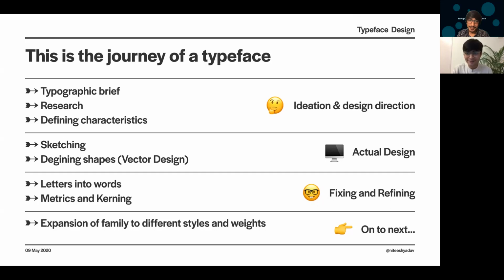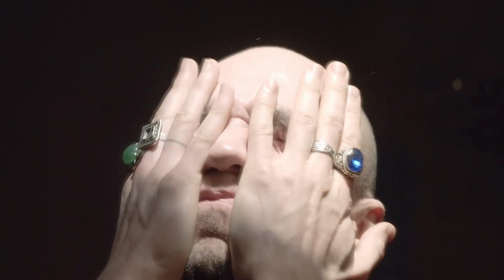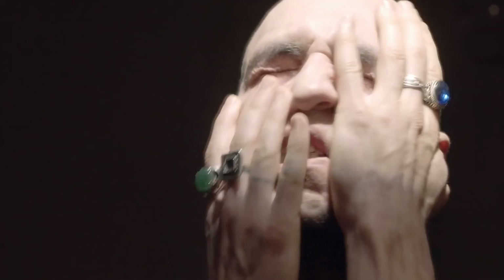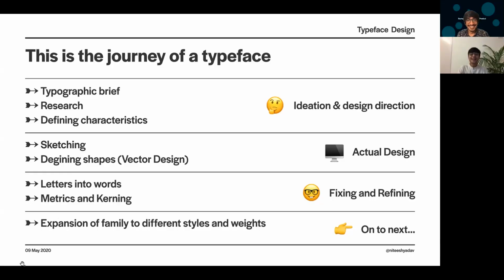That's the time where as a type designer you hate yourself at times, and you hate your life. And then you move on further to expanding your families. So once your basic regular weight is complete, then you move on to designing different weights. Maybe you go to bold, you go to italic, or maybe you just switch to designing another language, another script. So that's how the process continues further.